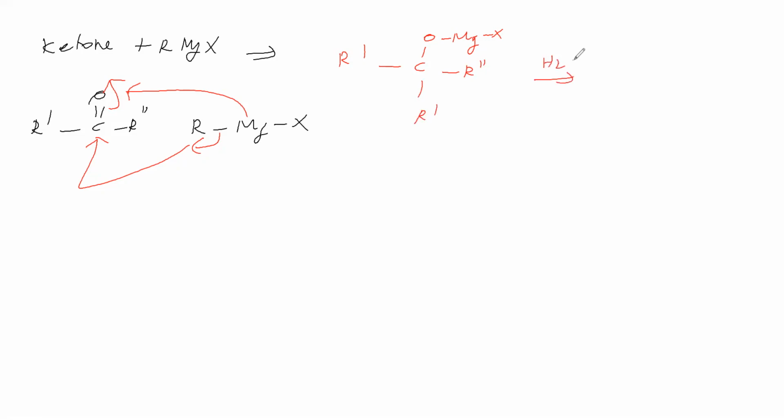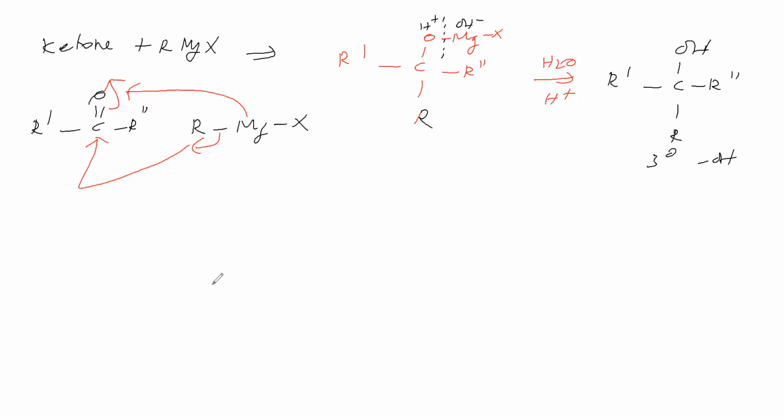It is undergoing hydrolysis in the presence of acid. So how hydrolysis takes place, you will see. The OMg bond is breaking, O side H plus, Mg side OH minus. Therefore, we will get R'C, R2'. Here it becomes OH. It is called a tertiary alcohol. So a ketone with the Grignard reagent gives a tertiary alcohol.